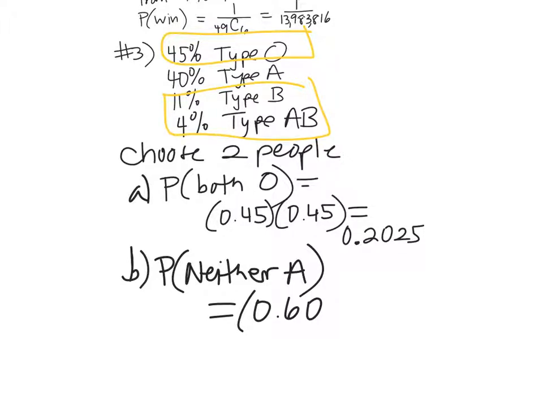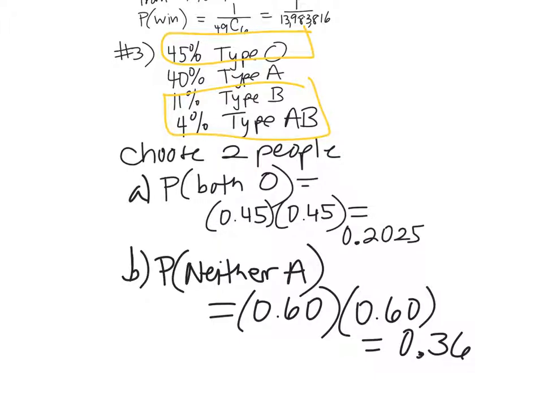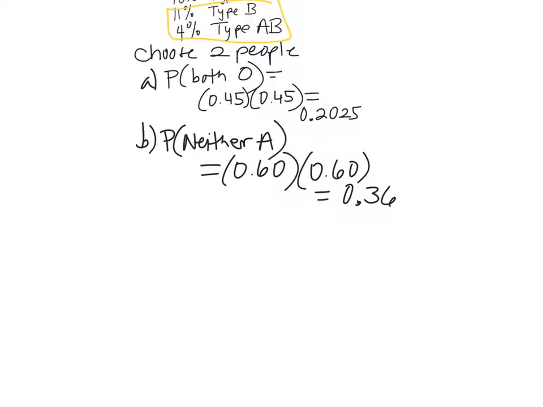And so I'm going to take type not A is 0.6 times 0.6, and that's going to give me, what is that, 1.2? No, 0.12? 0.36. I was multiplying 6 times 2. 6 times 6, so that would be 0.36. So 36% chance that neither one is A.